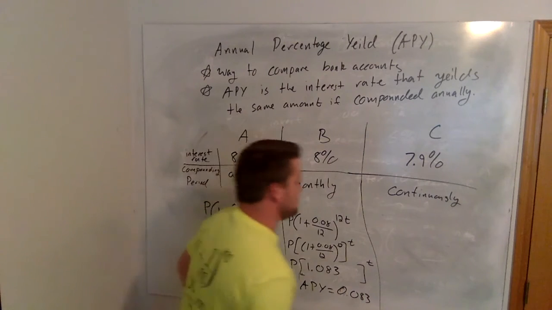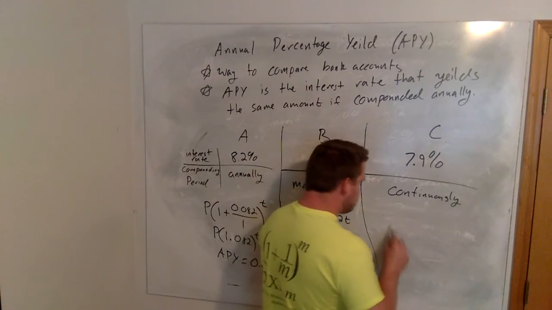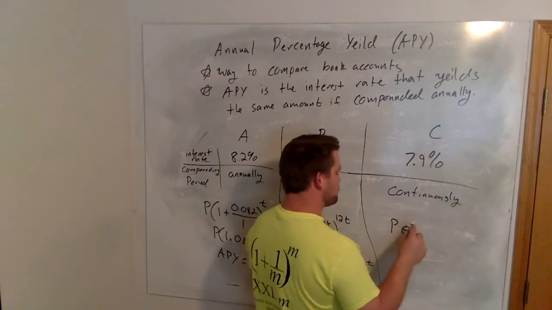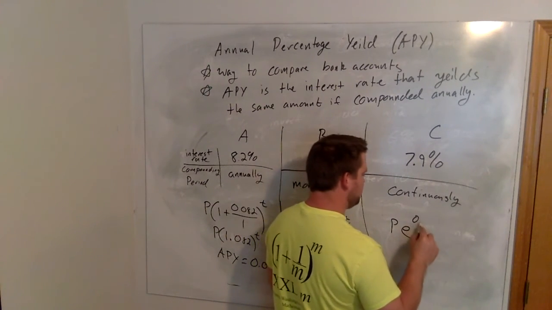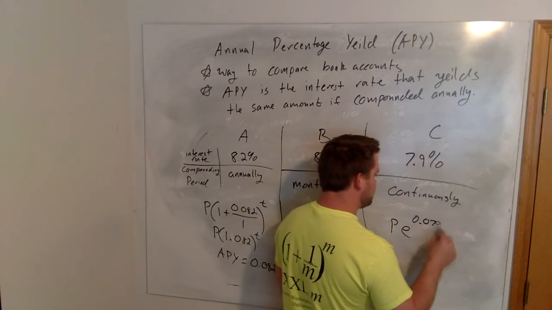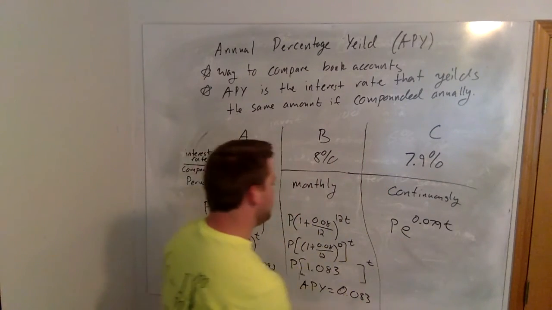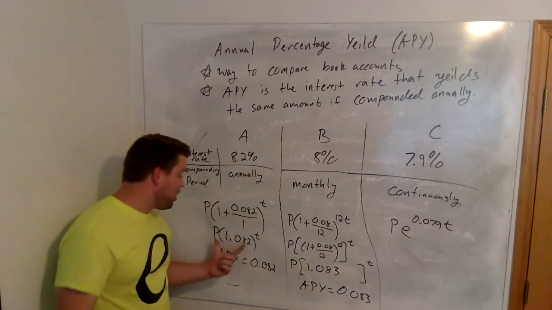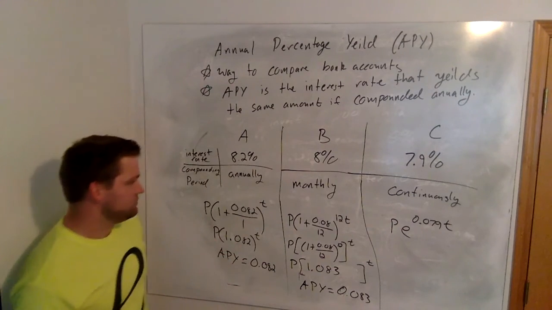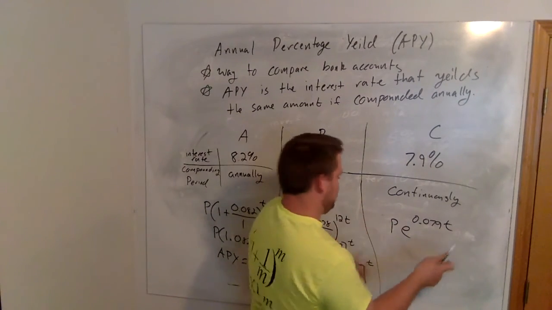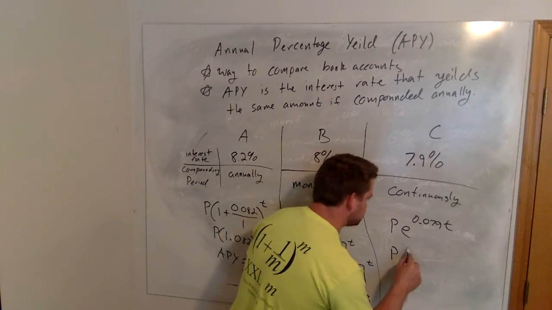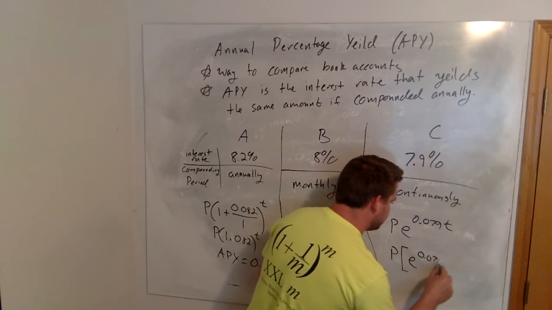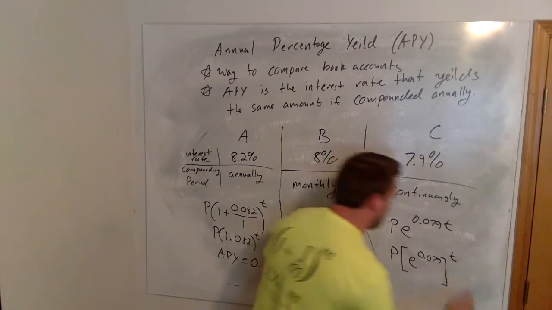How about continuously? Well, what would we have here? We have the money in our bank account, our principal, times e, and our interest rate is 7.9%, so 0.079 times t. This is if we were compounding continuously. But I want this visually to look like I was compounding annually, so we'll do some massaging. How about we write this as e to the 0.079, all to the power of t.